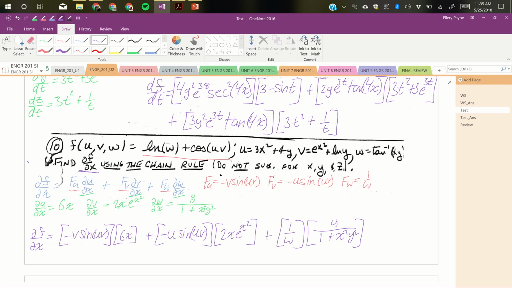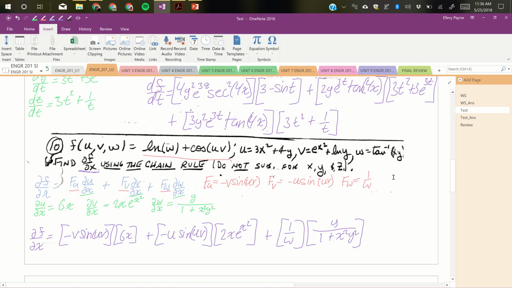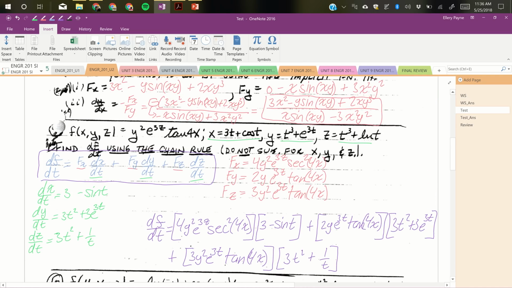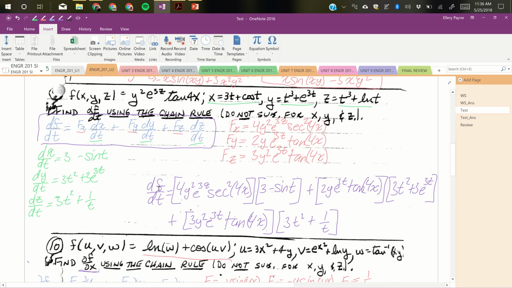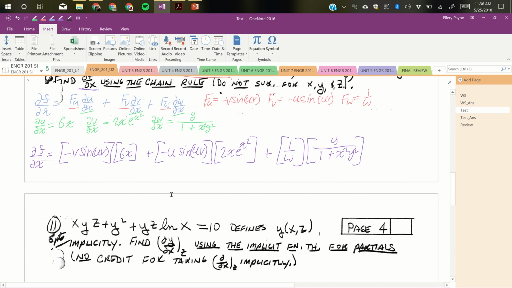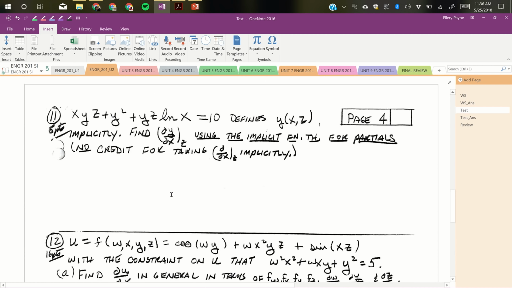But in the previous problem, number 9 on here, you can do a full derivative if your dependent variables x, y, and z are functions of just a single variable, like x of t, y of t, z of t. So, go on to the next problem.